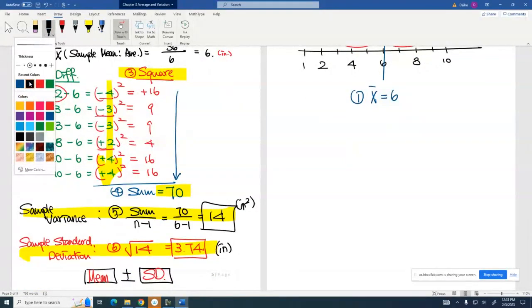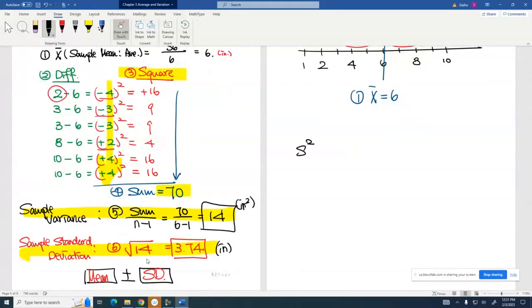Now, here is the sample variance. Take the mean, take the difference, square, sum, divide by n minus 1. Additionally, take the square root, then it will be the sample standard deviation. But now, it is the sample variance.